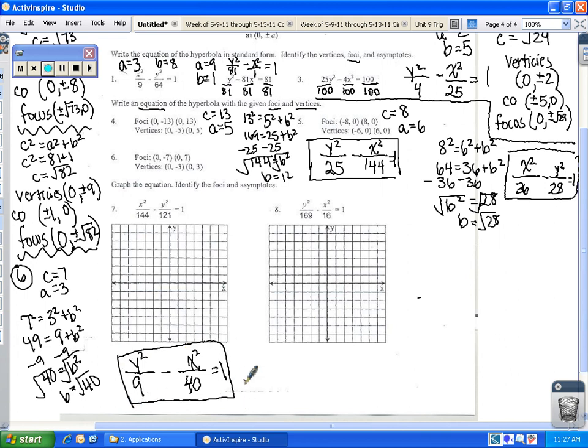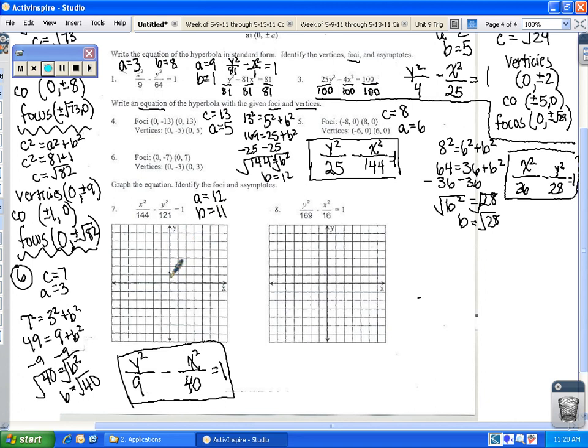Okay, now to graph, remember the A and B are used to draw your rectangle. So, in this case I know A is the square root of 144, which is 12. B is the square root of 121, which is 11. Now, 12 and 11 are going to be hard to graph on this, but we're going to go ahead and just count by 2's.